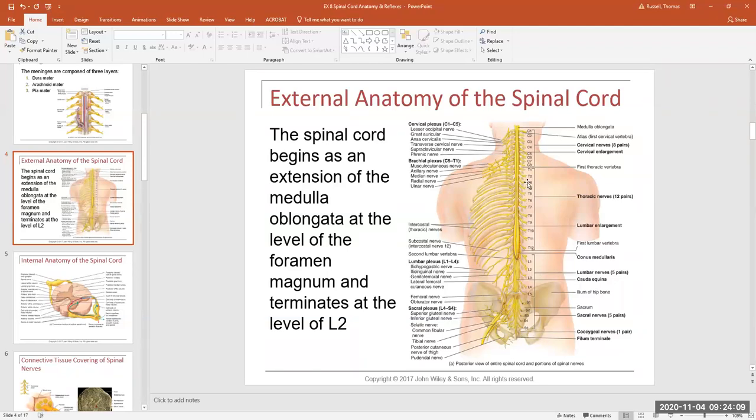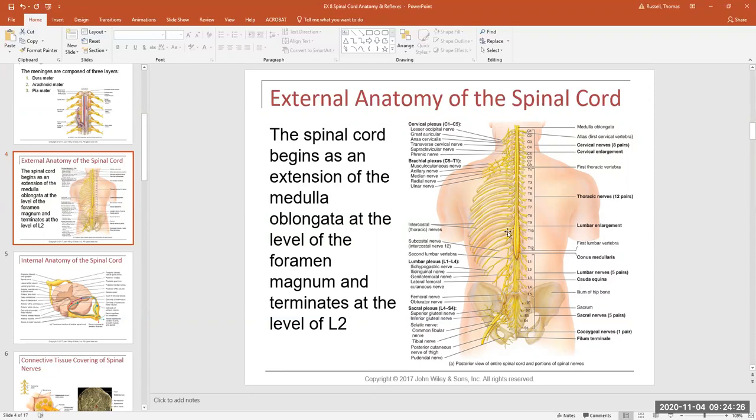If you remember your vertebrae, you have cervical vertebrae, thoracic, lumbar, and the sacrum. The nerves come off at those levels. At each level of a vertebra down the spinal column is where a pair of spinal nerves comes off.